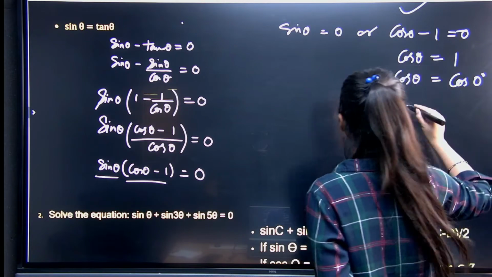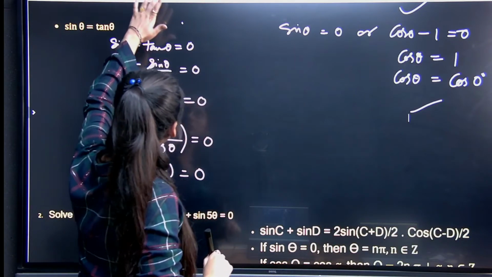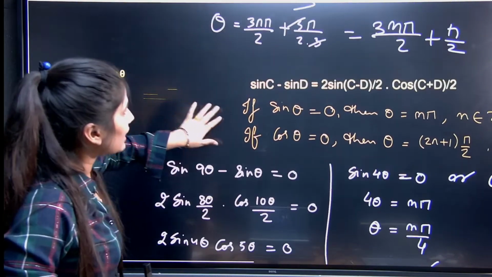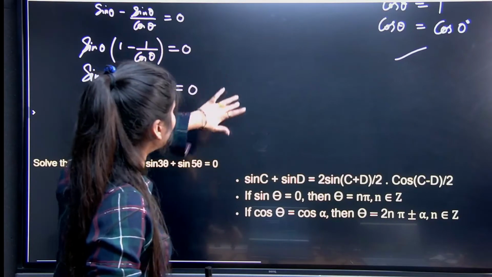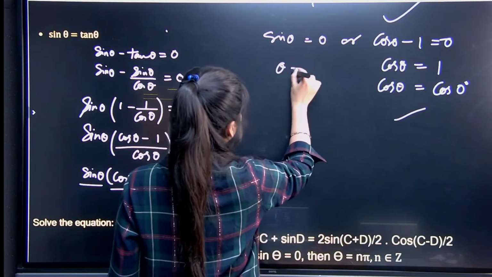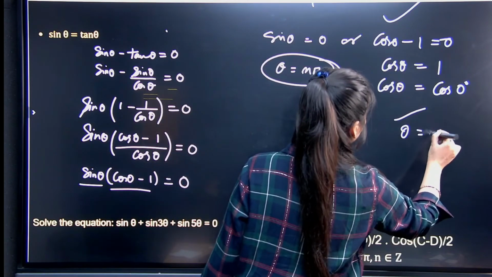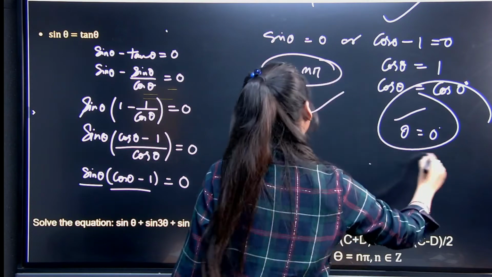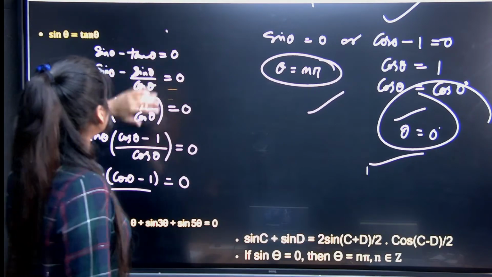Now it is sine theta is equal to 0. Sine theta equal to 0 is theta is equal to n pi. So we will write the same thing here, theta is equal to n pi. So this is the general solution. Two general solutions are there for this question. Okay, moving on to next question.